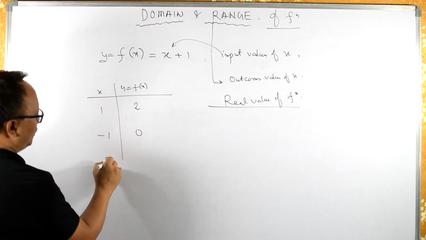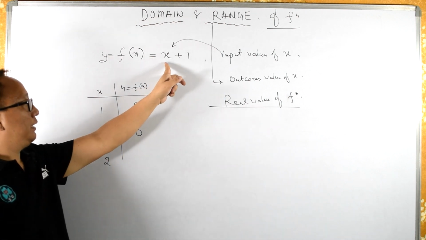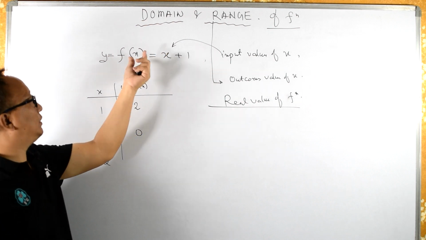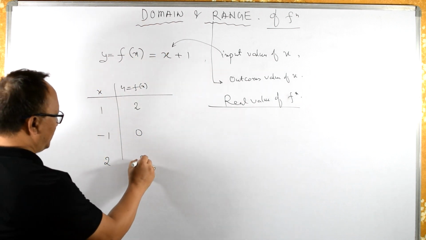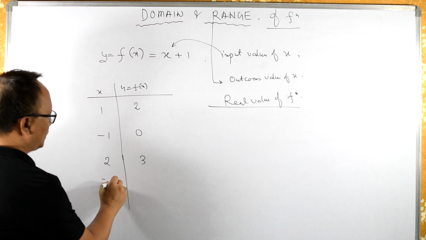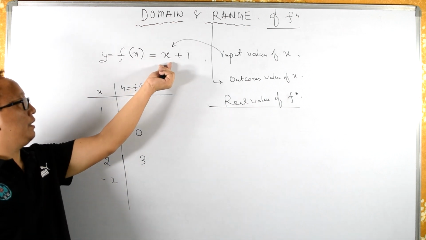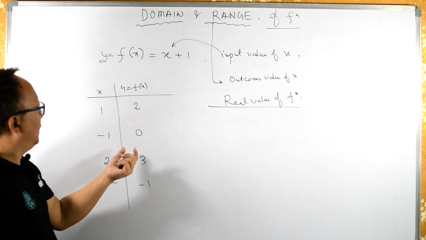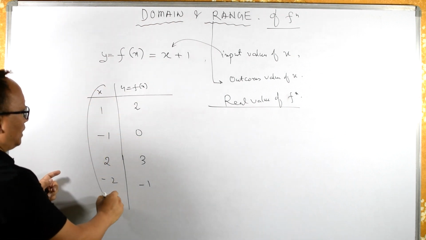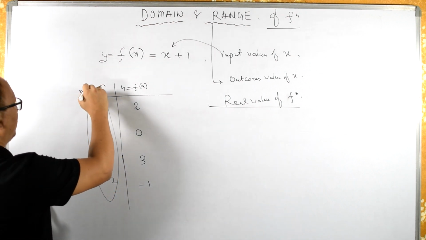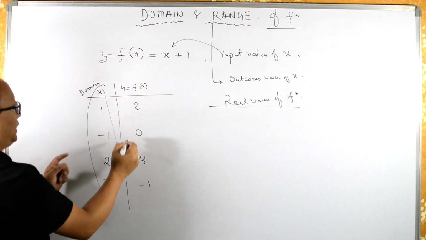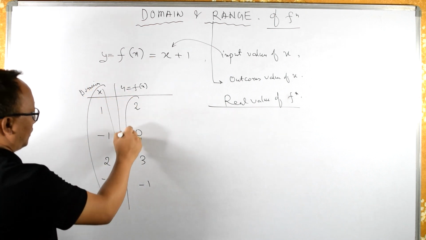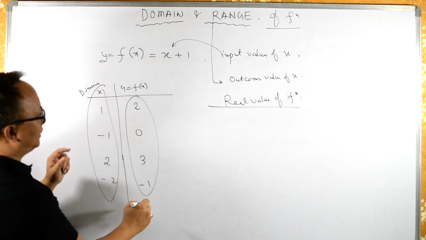If I substitute 2 over here, 2 plus 1 is what? 3. So therefore f(x) becomes 3. And let's take minus 2 also. Here minus 2 plus 1 is what? Minus 1. Okay. These are called what? This is domain, my domain. And these outcomes, okay, these are called my what? Range.